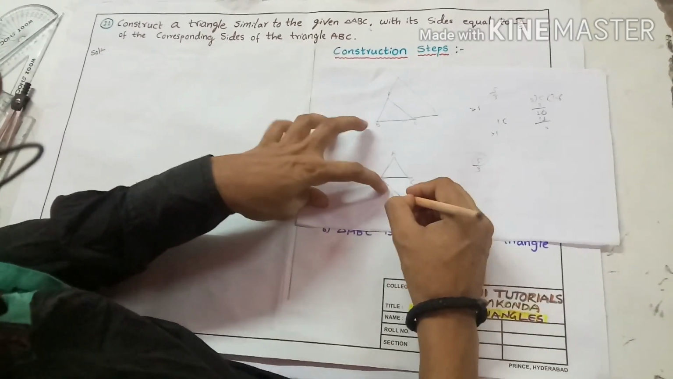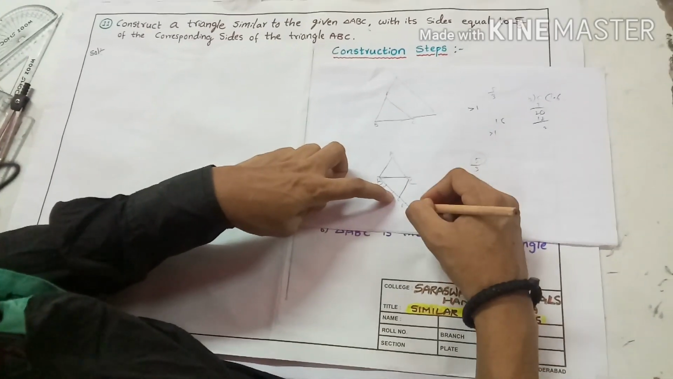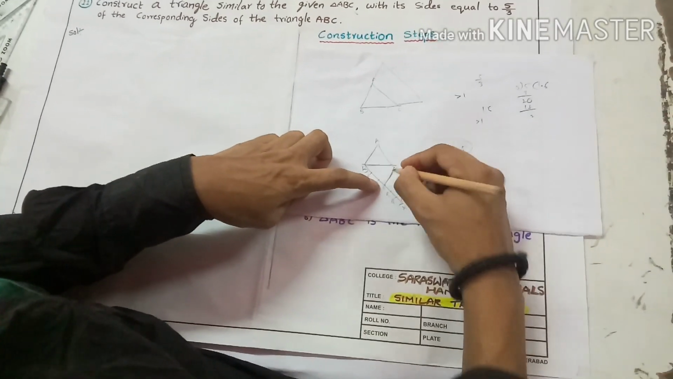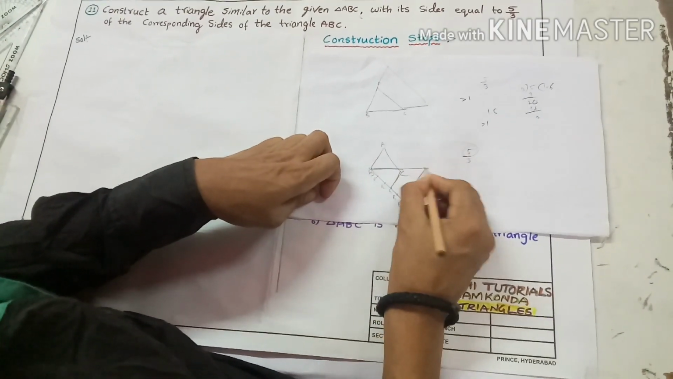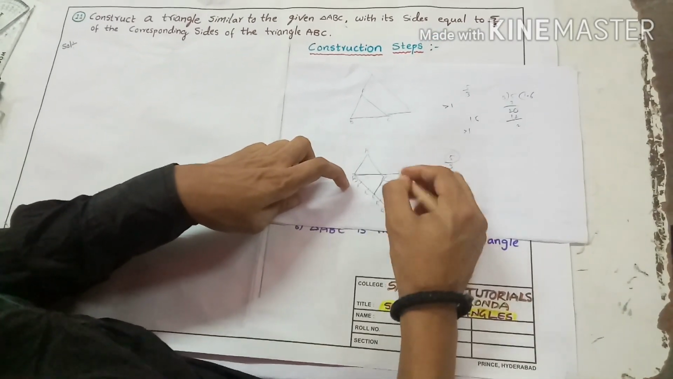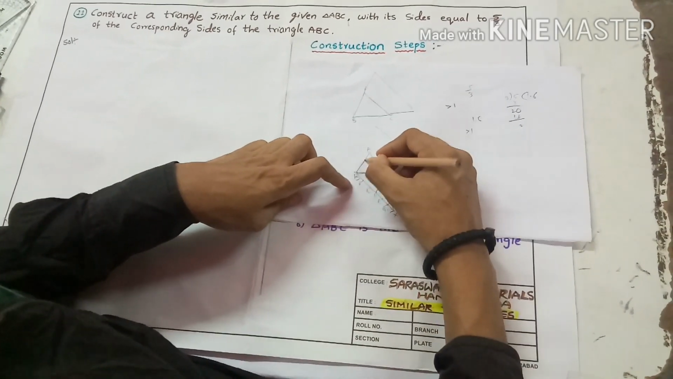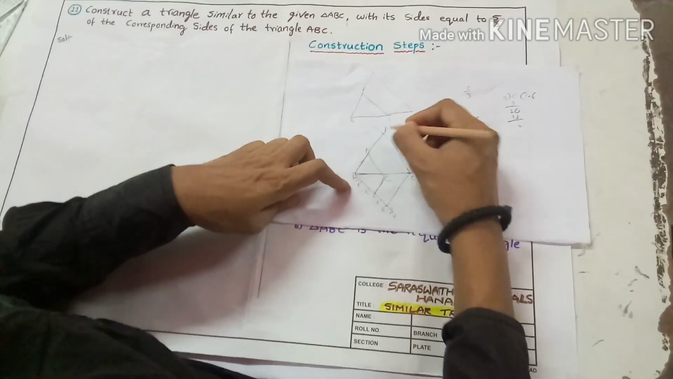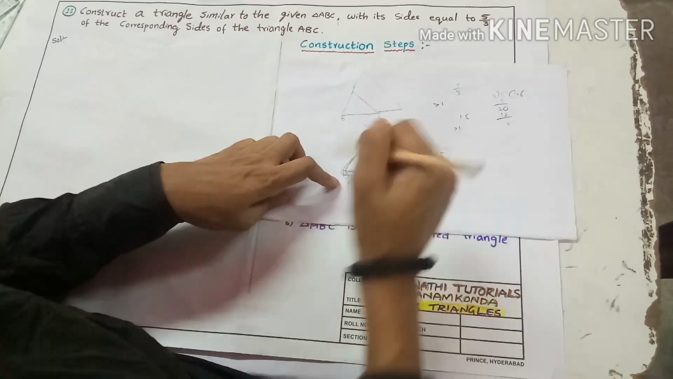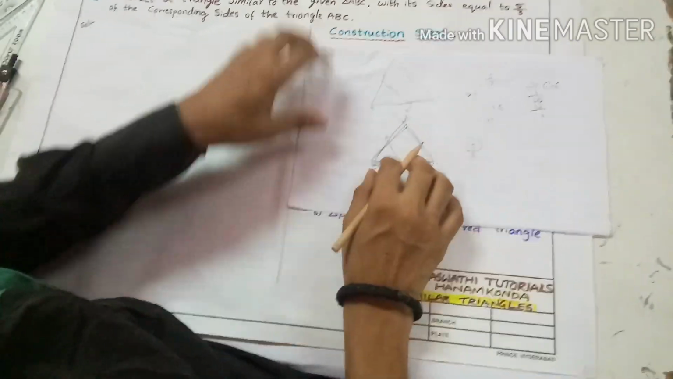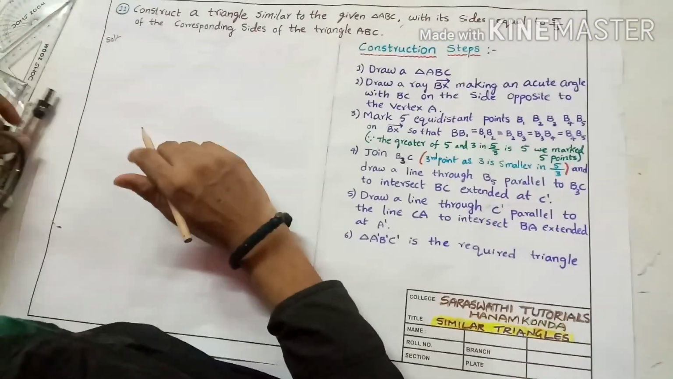Now join B3 and C. From B5 draw a line parallel to B3C. This line should meet BC extended at C dash. Again, from C dash draw a line parallel to AC, and this line should meet AB extended at A dash. So A dash B C dash is the required triangle. Let us see how the diagram is.